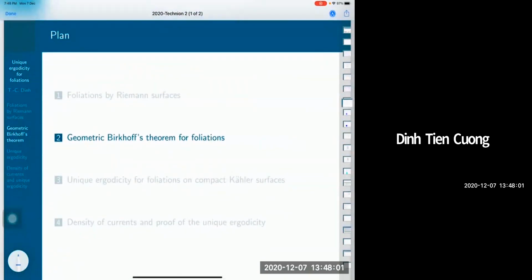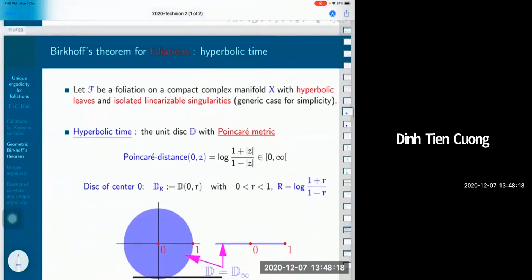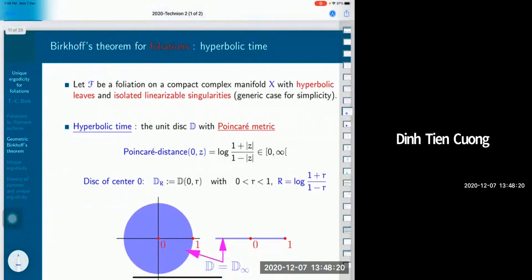Okay, so now I'm going to talk about the Birkhoff theorem for foliation, this geometric version of the Birkhoff theorem. Birkhoff theorem is like the law of large numbers in probability theory. But here I discuss a version for foliation. So I have to introduce some notions first.